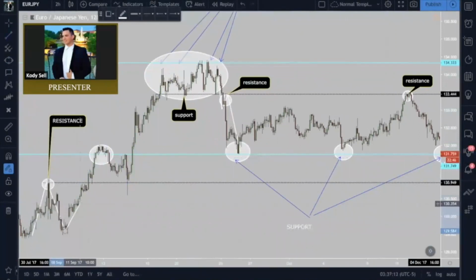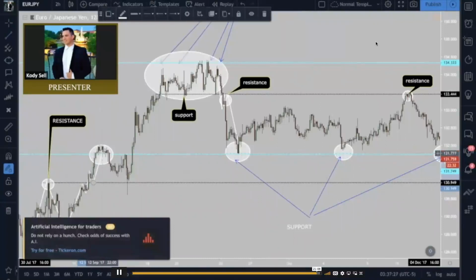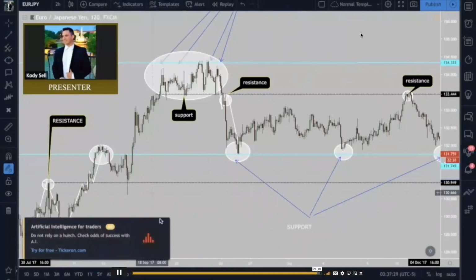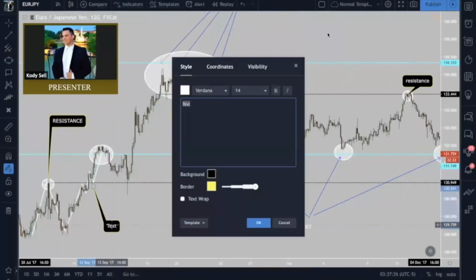Now, the next time price came up, it found a little bit of resistance, but ultimately it broke through. Now, when it broke through, what happened? It came back down, and now this level acted as support, and then we come back up to our next resistance. So here we have support.